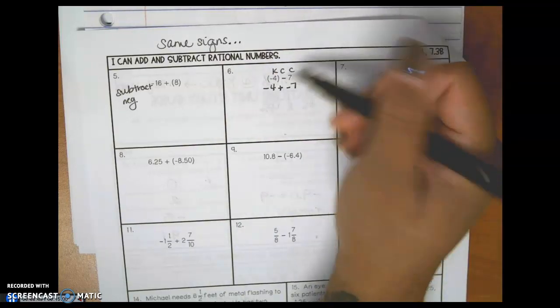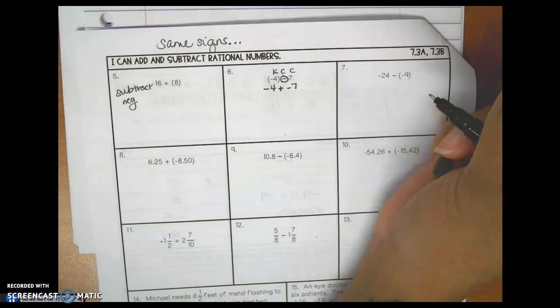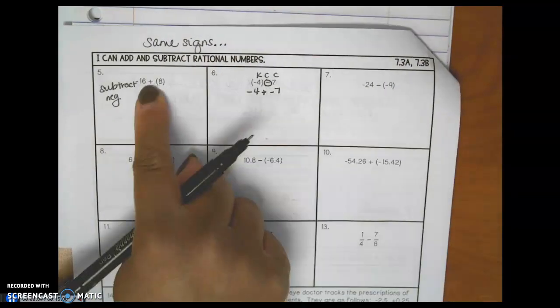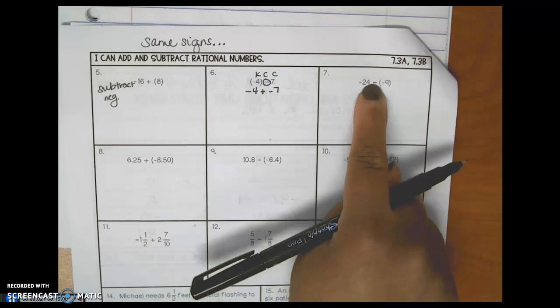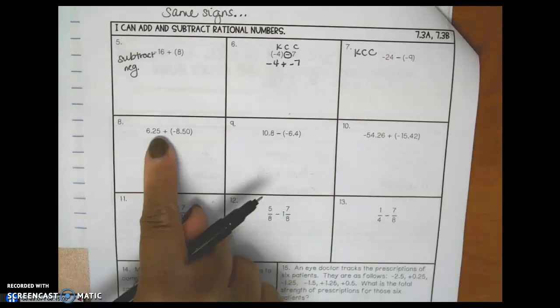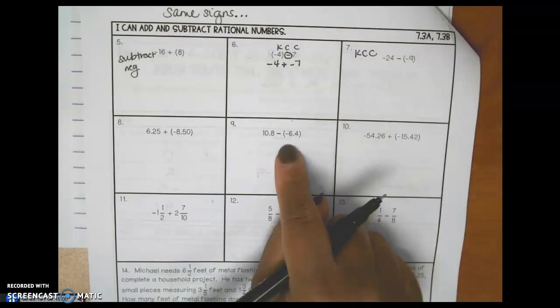The reason why I do keep, change is because I have a subtraction sign here. So am I going to keep, change? Only if it's subtraction. I cannot keep, change here. Would I keep, change here? Is it a subtraction problem? Yes. So I would keep, change here. Would I keep, change here? No. Would I keep, change here? Yes.